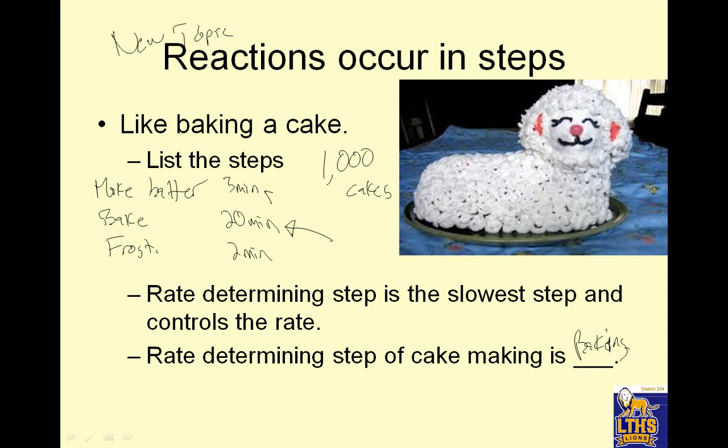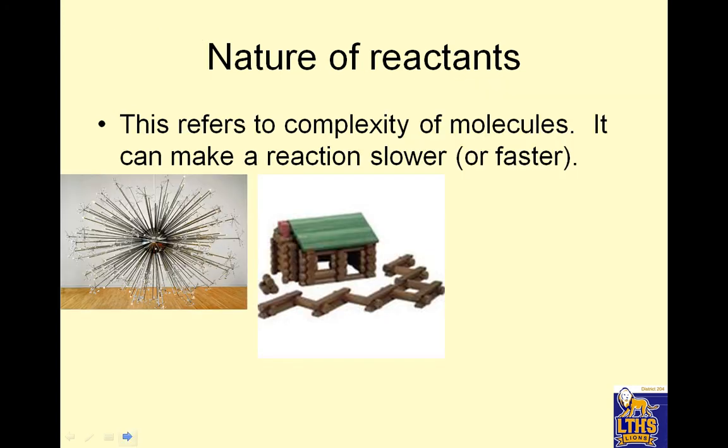But if I found a way to make batter in 2 minutes, that's not going to help me a noticeable amount. Nature of reactants. This refers to the complexity of the molecules. It can make a reaction slower or faster. This is complex. If I want to build a house, it is easier to build a house out of Lincoln Logs because they're simple than it is out of that thing because it's complex. So complex would be slow and difficult, and simple and fast.